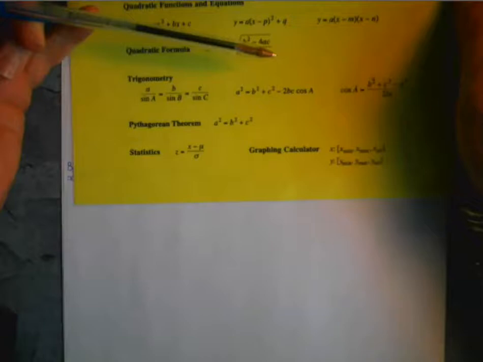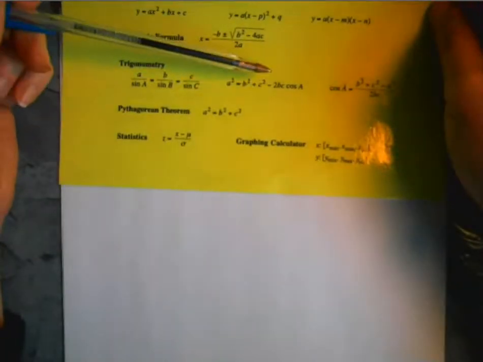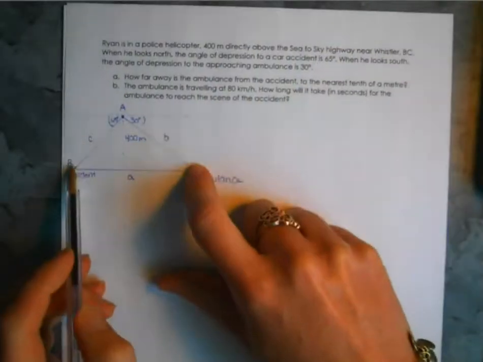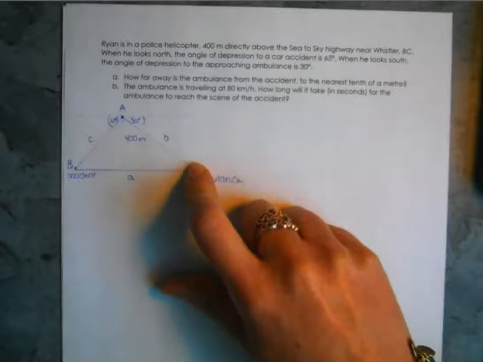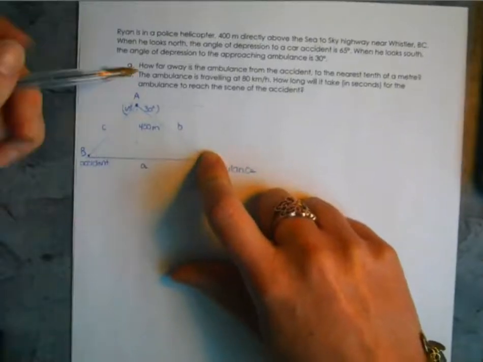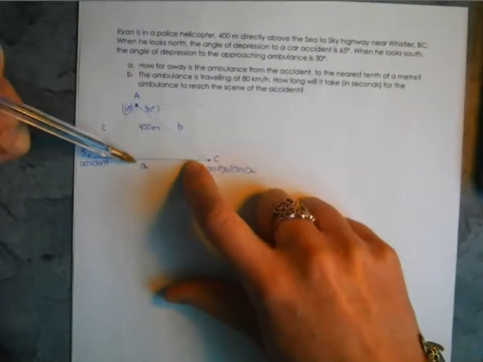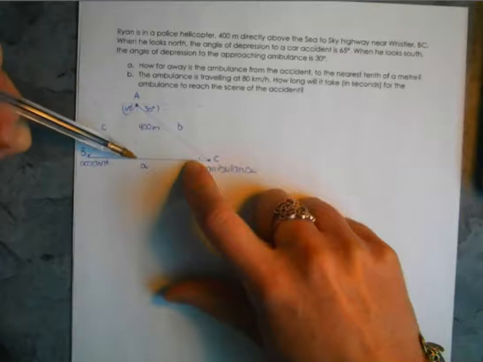Now with the cosine law, if we were looking for side A, we would need to have the two other sides and one angle. So again, we need more sides than we have. So we need to think about how we can solve for these two other sides. Now this is one of those cases where we have this extra piece of information. We have this 400 meters.